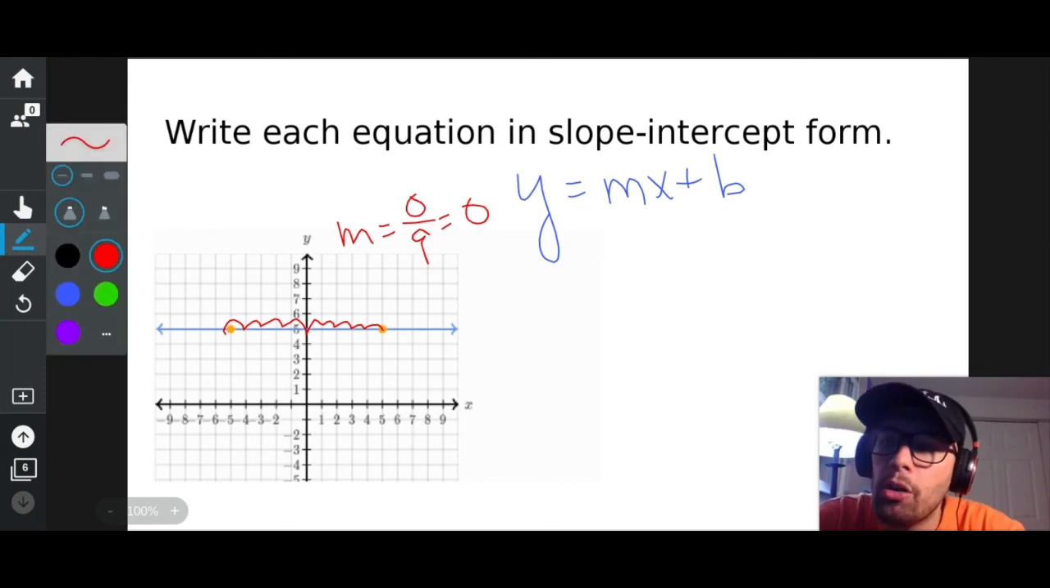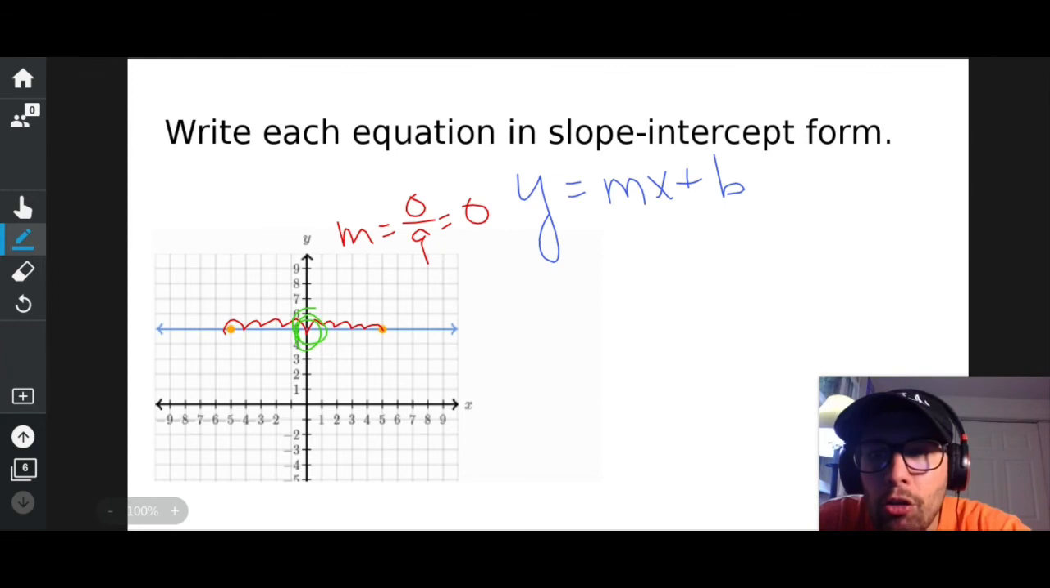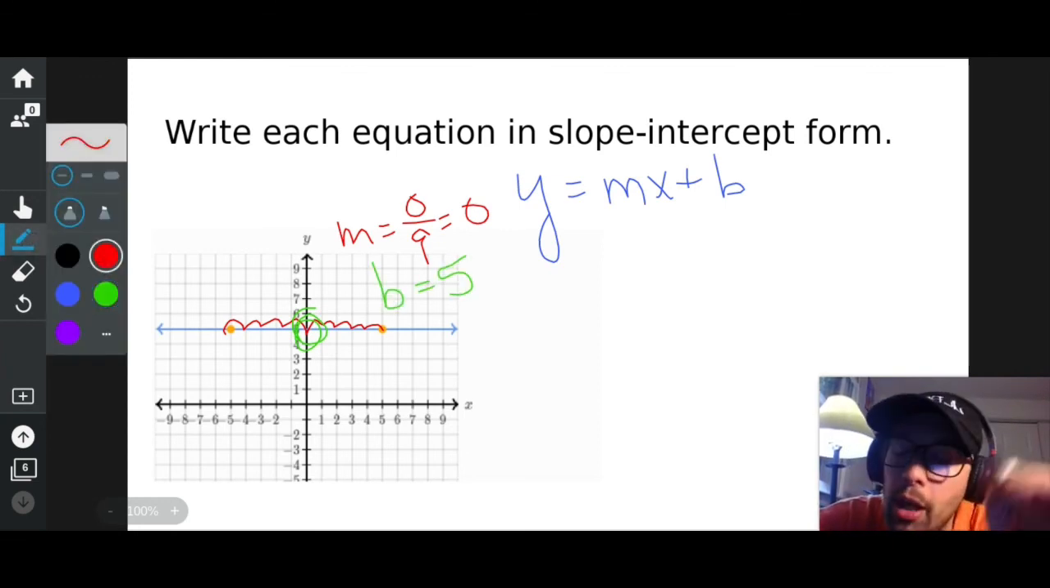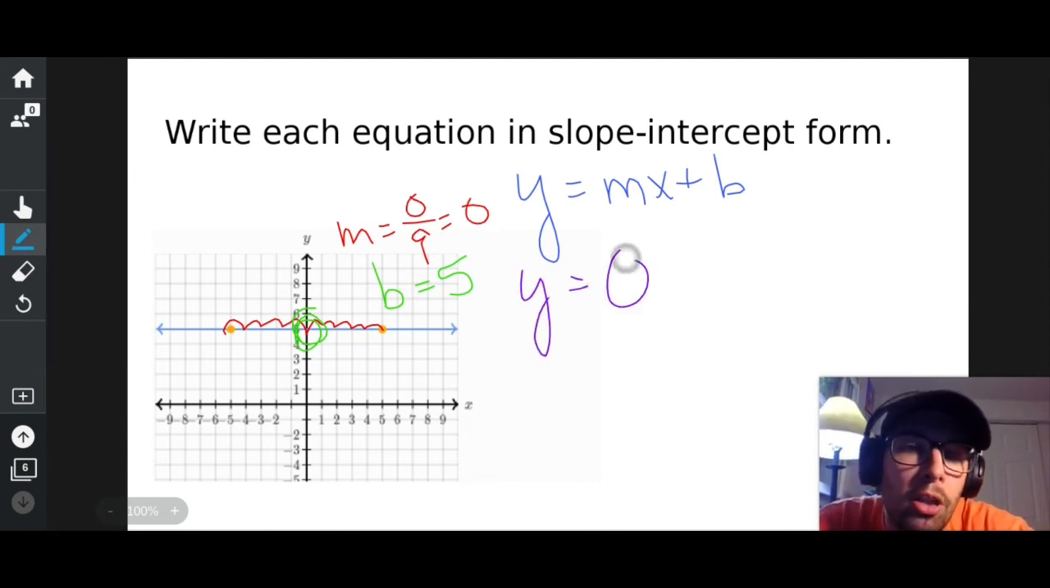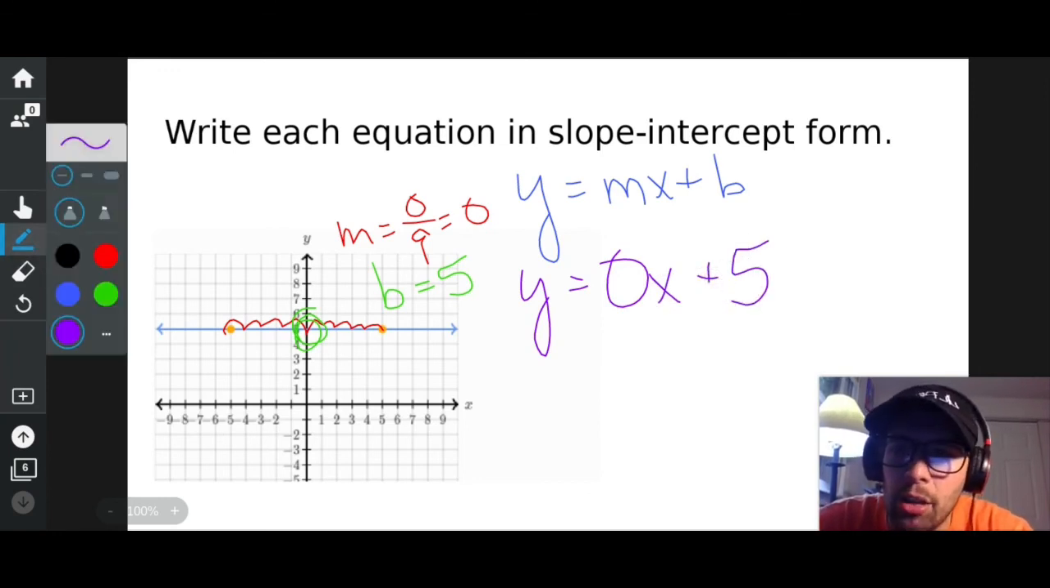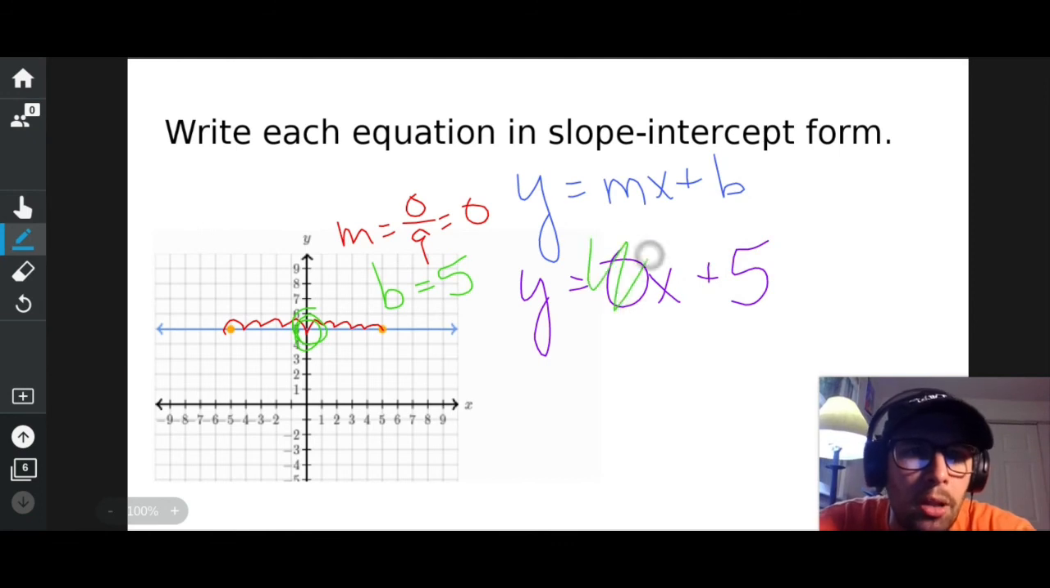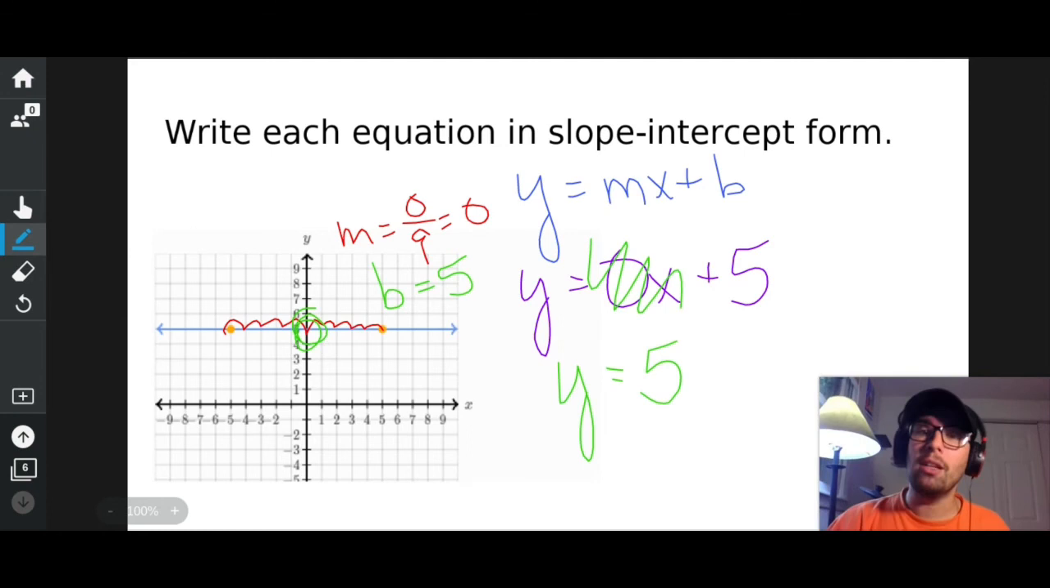Easy. Where does my line cross the y-axis? Right there at 5. So my y-intercept is 5. So putting this all together into that equation, I have y equals 0x plus 5. Well, I can simplify that a little bit further. 0x just disappears, so I'm left with y equals 5. And that makes sense because no matter what on this line, y is always going to be 5.